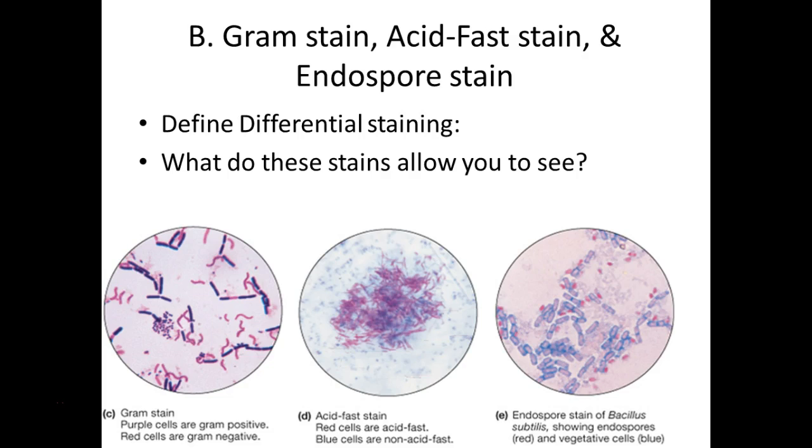So can we still see shape and arrangement? But we also get more information, right? We're getting a different color. This tells us, based on the procedure, more information about the cells. We can actually differentiate the cell from the endospore. The endospore has a different color.